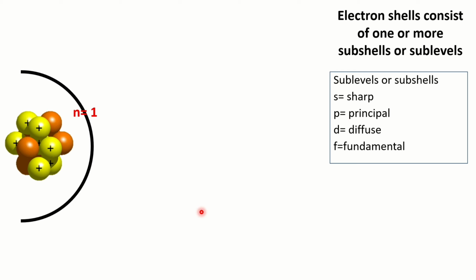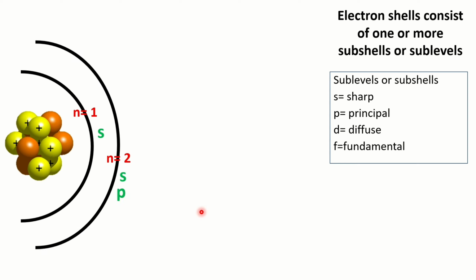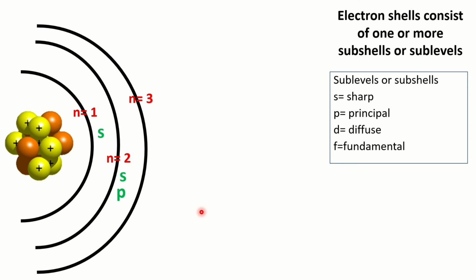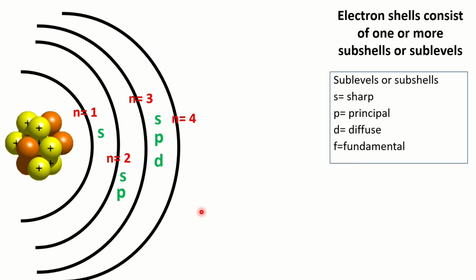For the first energy level, we have here S sublevel. For the second energy level, we have S and P sublevels. For the third energy level, S, P, and D sublevels. And the fourth energy level, we have S, P, D, and F sublevels.